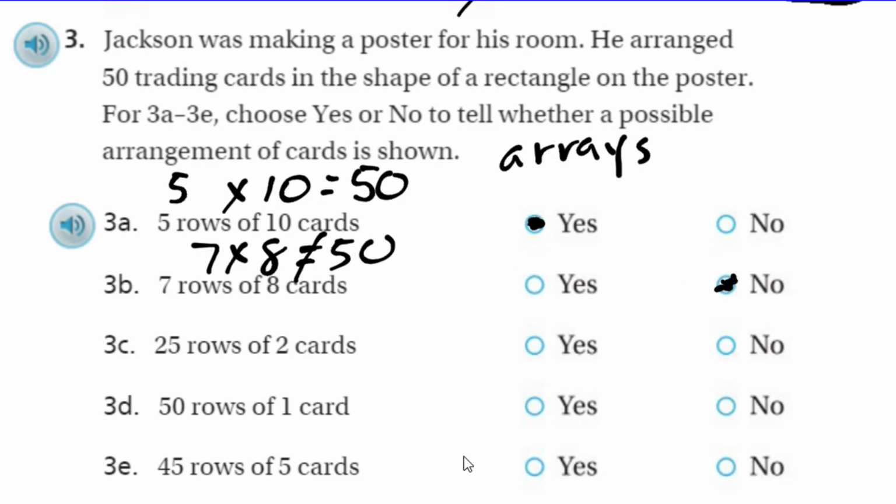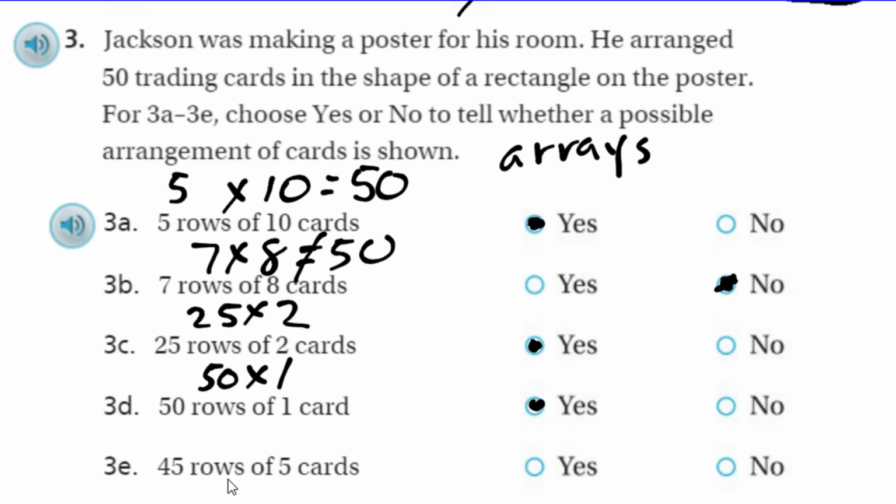Now I come over here. Ooh, that's not a very nice circle. Come on, Mr. Waara. Okay, looks like another star. Anyways, 25 rows of 2. Wow. Is 25 double 50? I think of times 2 as double. It sure is. Yes, sirree. And then 50 rows of 1 card. Okay. Why? Because the equation is just 50 times 1, which of course equals 50. So we have another yes.